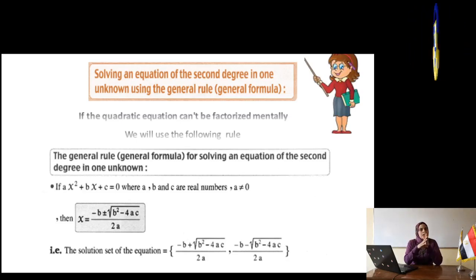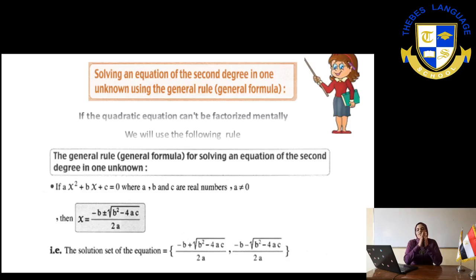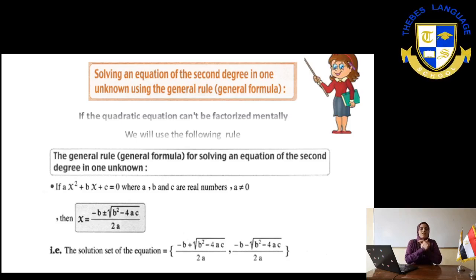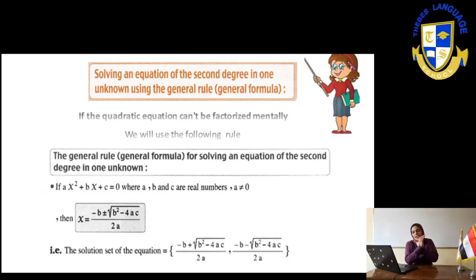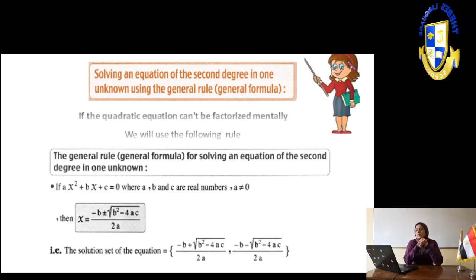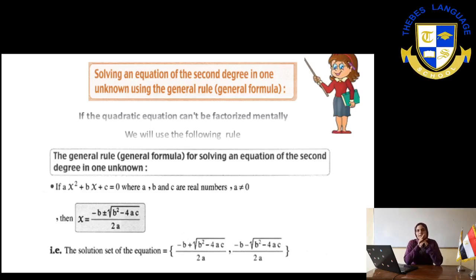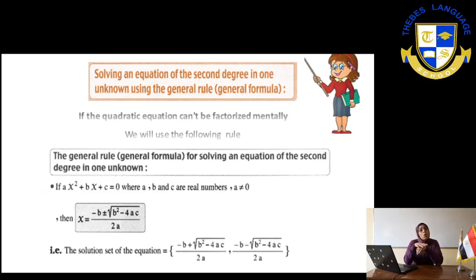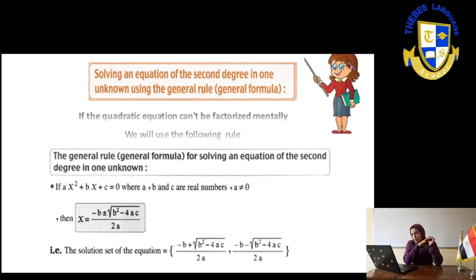What are a, b, c? If we have an equation like ax power 2 plus bx plus c equals 0, a is the coefficient of x power 2, b is the coefficient of x, c is the integer number in the equation. So the solution set will be negative b positive square root b power 2 minus 4ac over 2a, or negative b minus square root b power 2 minus 4ac over 2a.